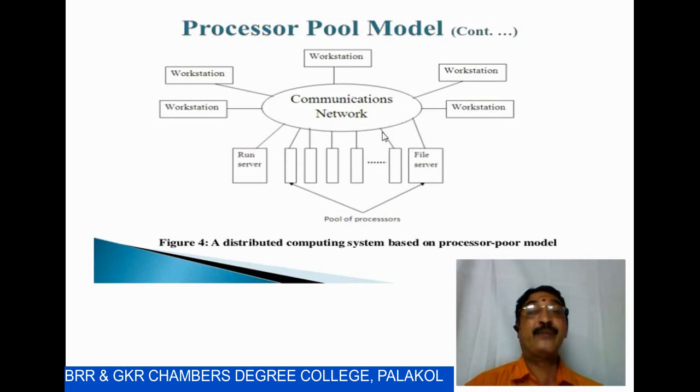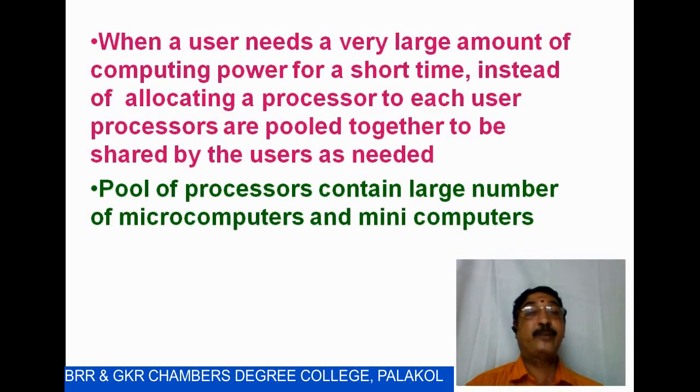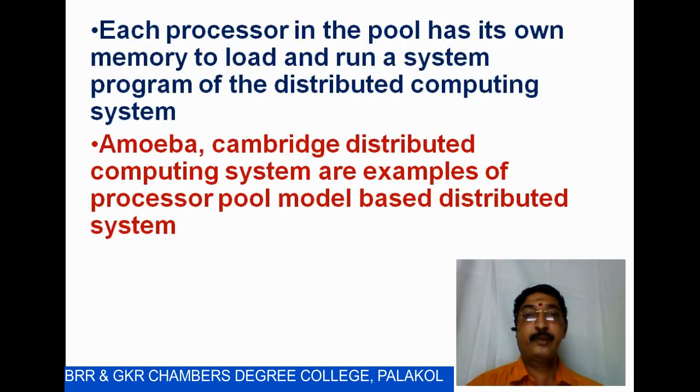Please study this diagram once. It's a very simple architecture. In this, workstations also use several servers, file servers, run servers. All these servers will be used, and some pool of processors is also used. So this is the explanation. Please study this. So in this model, every processor must have memory also, because all these programs must be loaded into memory, and from there only these will be executed.